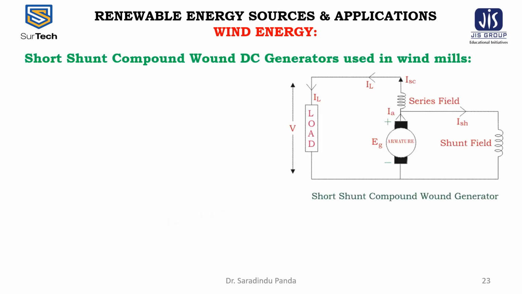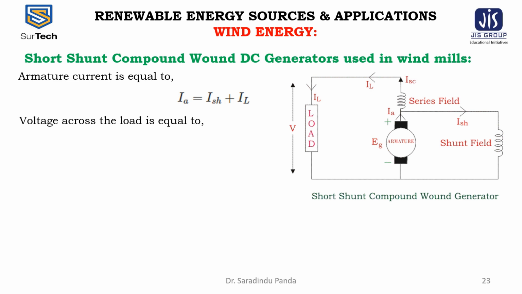Now the short shunt compound wound DC generators are used in windmills. The armature current is IA equal to ISH plus IL. So the voltage across the load is V equal to EG minus IA RA minus ISC RSC.